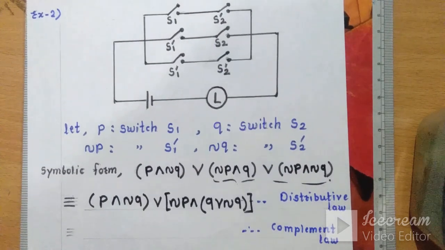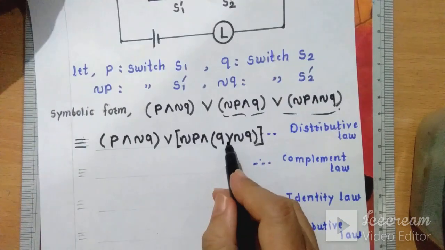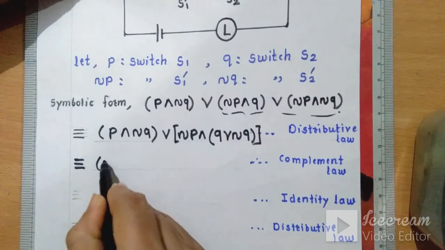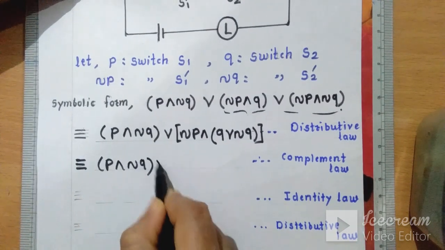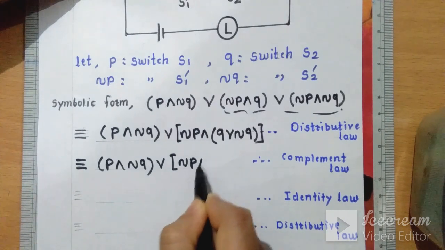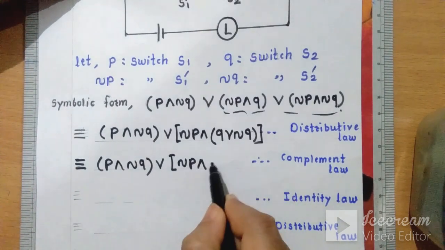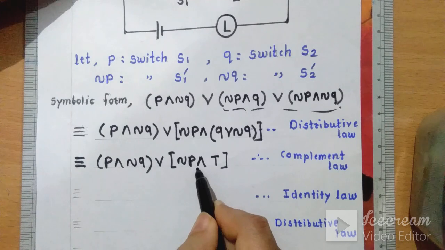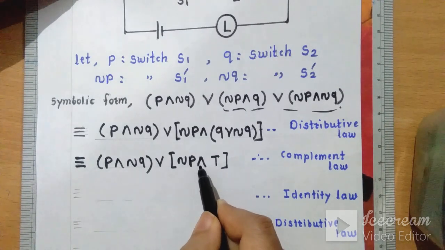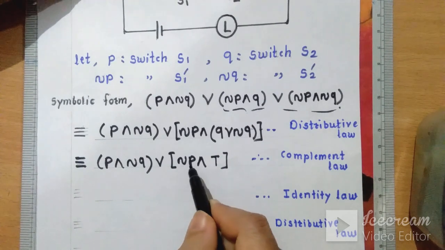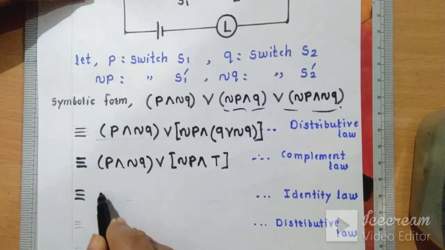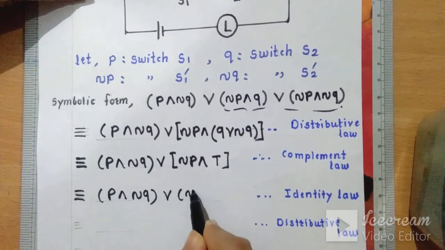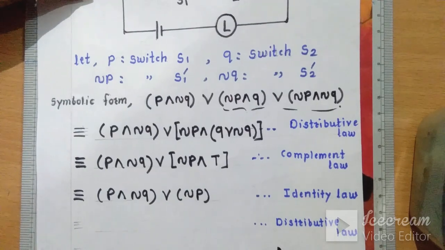This is by distributive law. Now next one, Q disjunction negation Q means T by complement law. So first part as it is, negation Q disjunction negation P conjunction, this is as it is, and this is T by complement law. Again negation P conjunction T, conjunction means intersection, so its answer is negation P, this part as it is. So here P conjunction negation Q disjunction, and this is negation P by identity law.